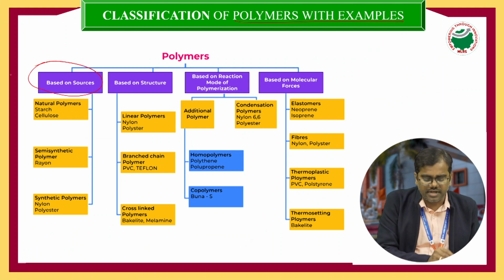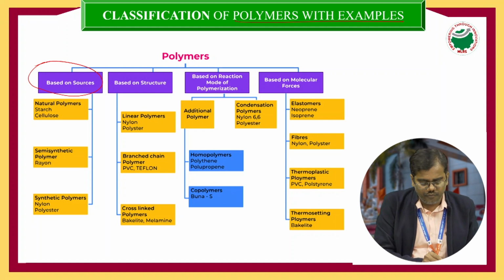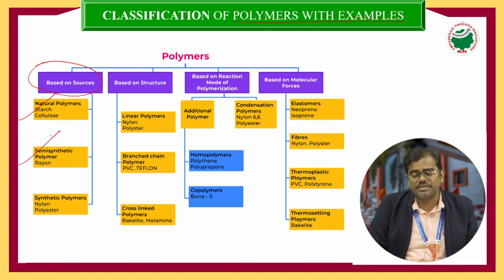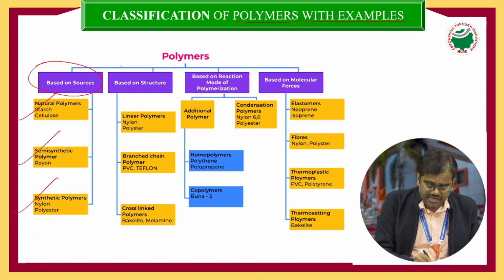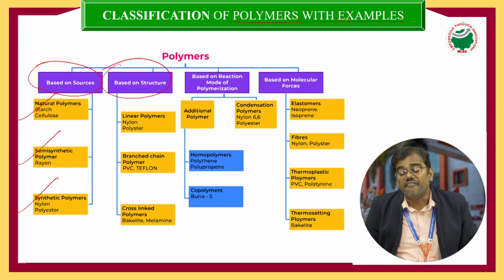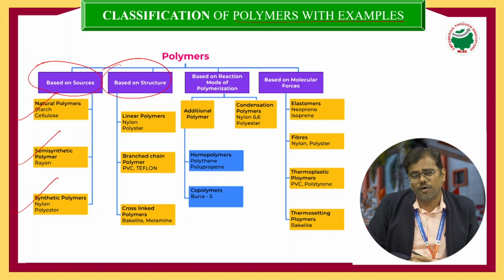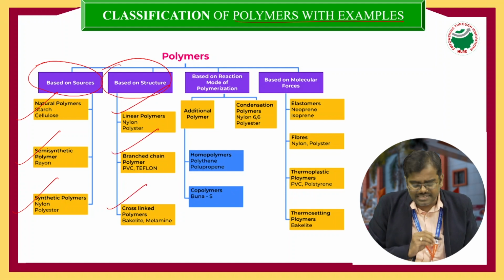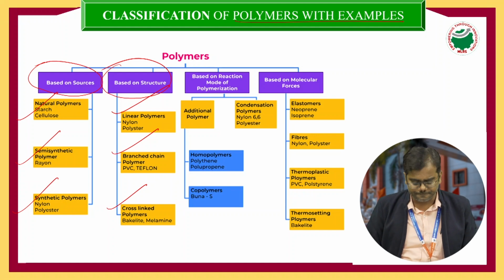Based on the source and availability of the polymers, we can classify them in 3 categories: natural polymers, semi-synthetic polymers, and synthetic polymers. Next, the second classification is based on the structure, whether the structure of the polymeric chain is a linear straight chain, branched side chain, or cross-linked. So based on linear, branched, and cross-linked structure, we can classify polymers in 3 different categories.